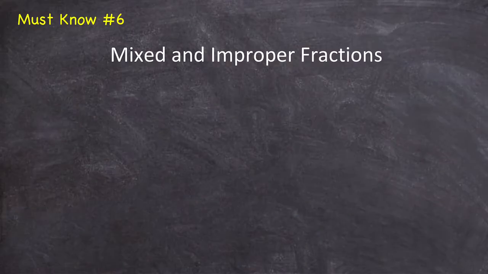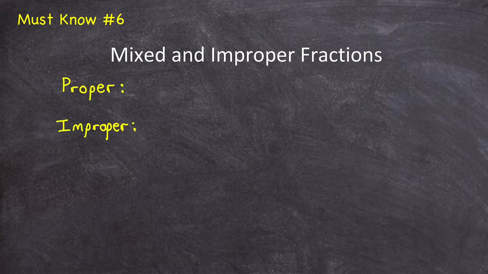Must know number 6, mixed and improper fractions. So there are actually 3 main types of fractions: proper, improper, and mixed. Now let me quickly tell you the difference between the 3 of these and then how we can convert between them. A proper fraction is of the format a over b, where the number in the numerator, a, is less than the number in the denominator, b.